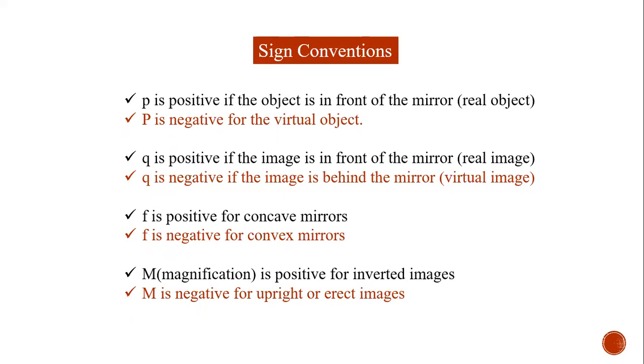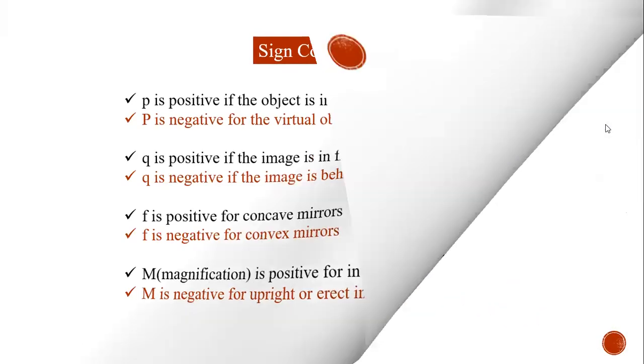F is positive for the concave mirror, which is a converging mirror that produces real images, and F is negative for the convex mirror. The convex mirror always produces a virtual image, but the concave mirror in one case produces a virtual image, that is, when the object is within the focal length. Magnification is positive for inverted images and negative for upright images.